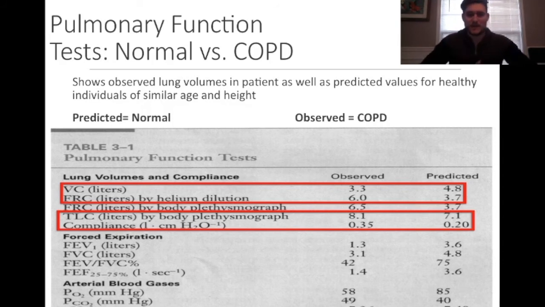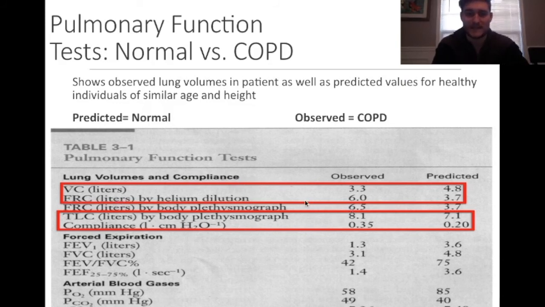Here we see some of those volumes and capacities. When you see predicted below, this is what a normal individual of this person's size should be measuring at, and then observed are those with COPD. So for vital capacity, which again is the max amount of air that we can exhale after a max inhalation, predicted would be 4.8 liters. Here, in the person with COPD, 3.3. So vital capacity decreases. The amount of air that we can exhale after a max inhale decreases.